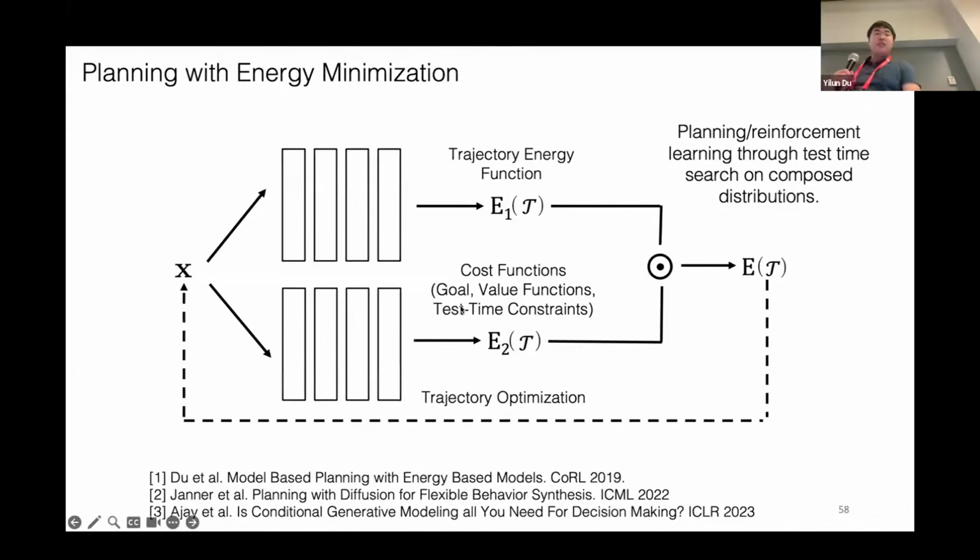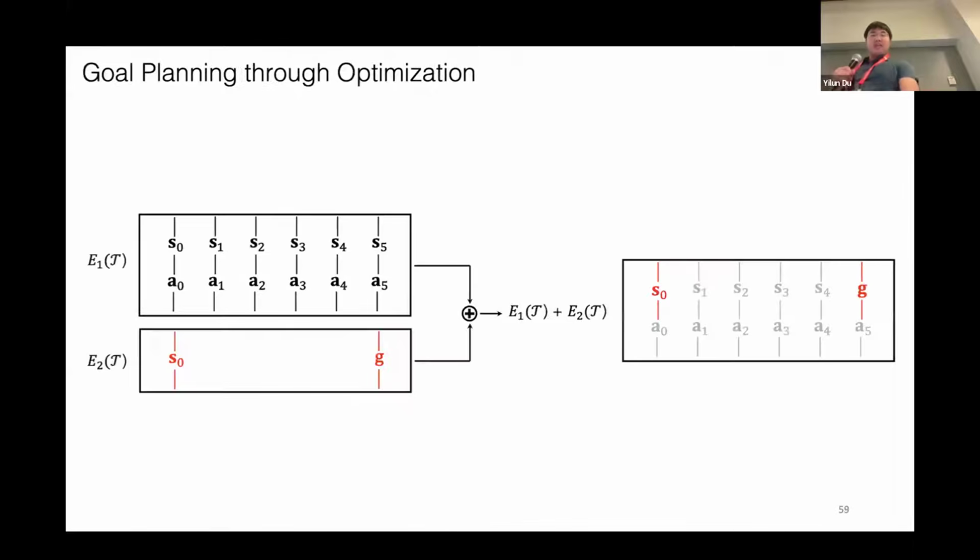Now if you take these two energy functions and compose them, you can form a new energy function that essentially encodes the constraints or the decisions you want to make in this environment. And by running optimization, you can now do different types of planning and reinforcement learning. So let me give a couple more concrete examples. First, let me talk a bit about maze planning.